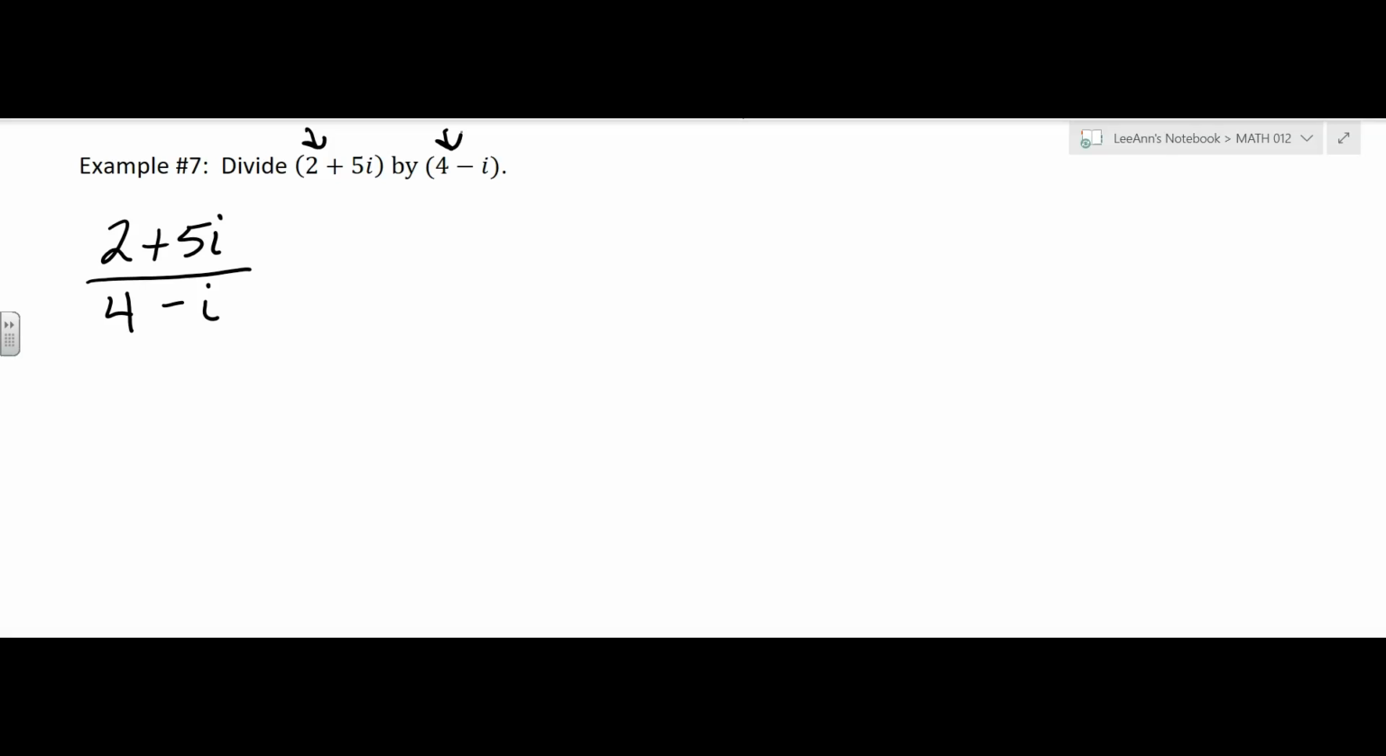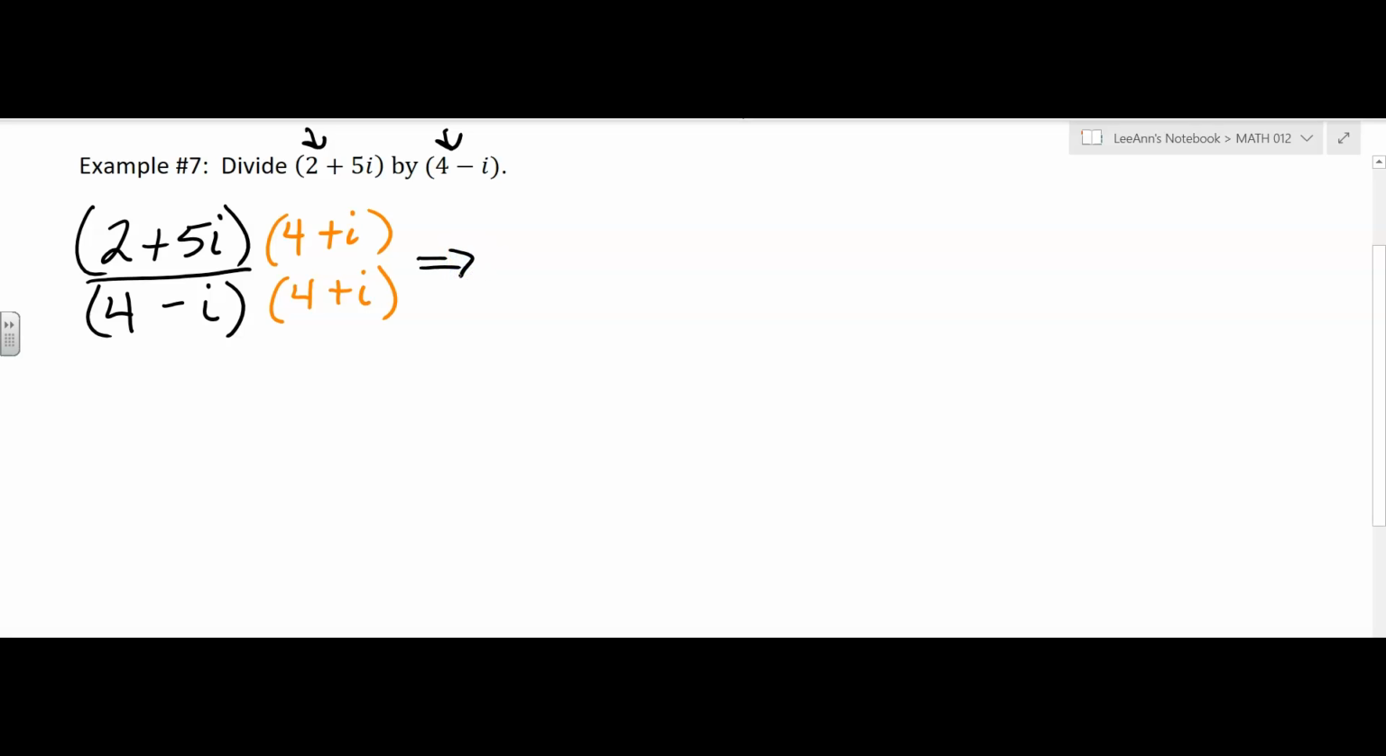So we look at the denominator. We're going to multiply by the, let me put these in parentheses. We're going to multiply by the complex conjugate of the denominator, which is going to be 4 plus i. Okay, but we know how to multiply. It's just going to be some work.